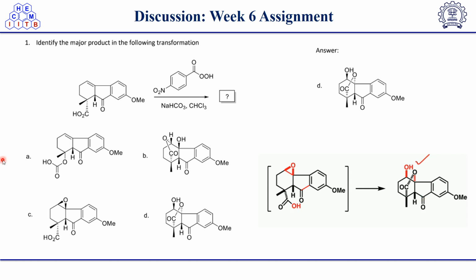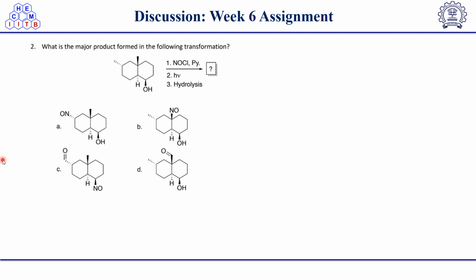Now the next question is, what is the major product formed in the following transformation? This given compound is treated in three sequences: first with NOCl and pyridine, then under photochemical condition, and then hydrolysis. So it is a named reaction. What is this reaction, and what will be the major product in this transformation?